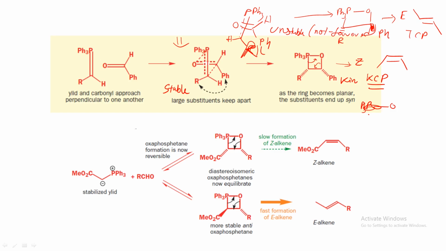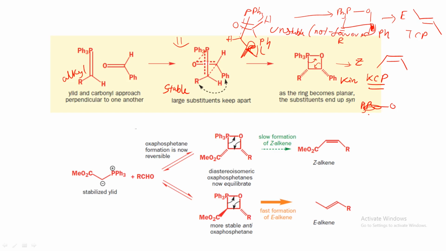Now coming to the key differences between stabilized and unstabilized ylide. So look at this particular arrow. It is an unstabilized ylide, right? Because R here is an alkyl group, no stabilization. So here you can see it is an irreversible step. So it is an irreversible process.